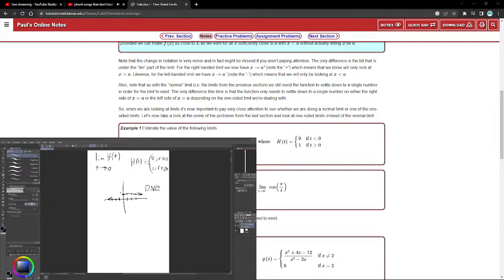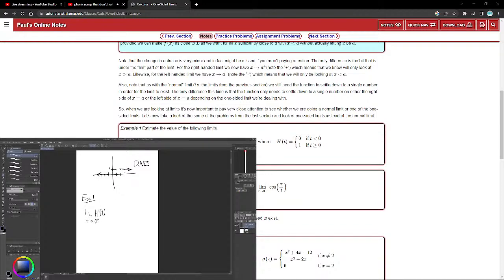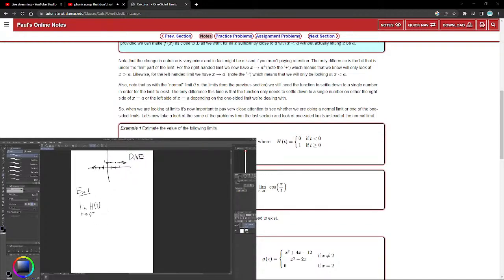Okay, so for the first one, example 1, the limit of h of t as t approaches 0 with the plus sign. So this would be looking to the right, or anything greater than 0 in that direction. It says if t is greater than or equal to 0, it's 1. So this is going to equal 1.